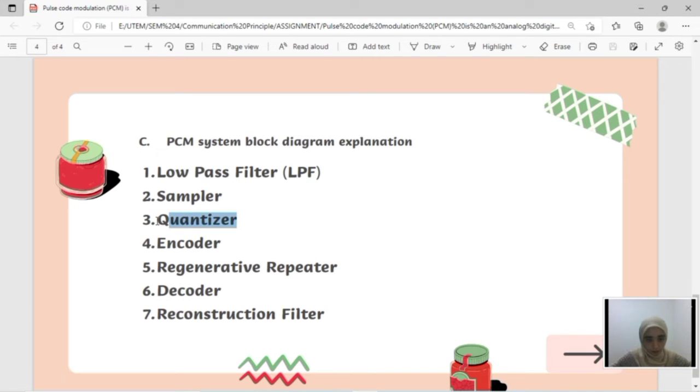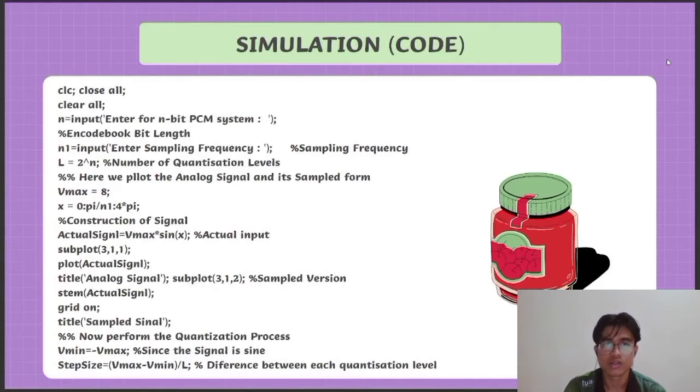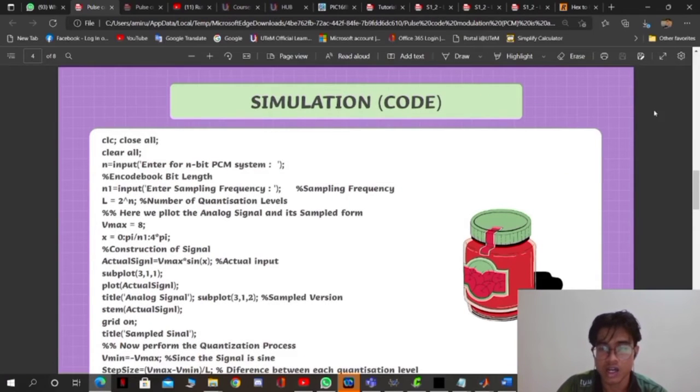And for the quantizer, the quantizer is performed by analog to digital converters, which convert an analog signal into a series of digital values. The encoder is used to convert an analog signal to a digital signal, and it also helps to reduce bandwidth consumption. For the regenerative repeater, it is included in the channel's output to compensate for signal loss, reboot the signal and boost its power. And for the decoder, by decoding.